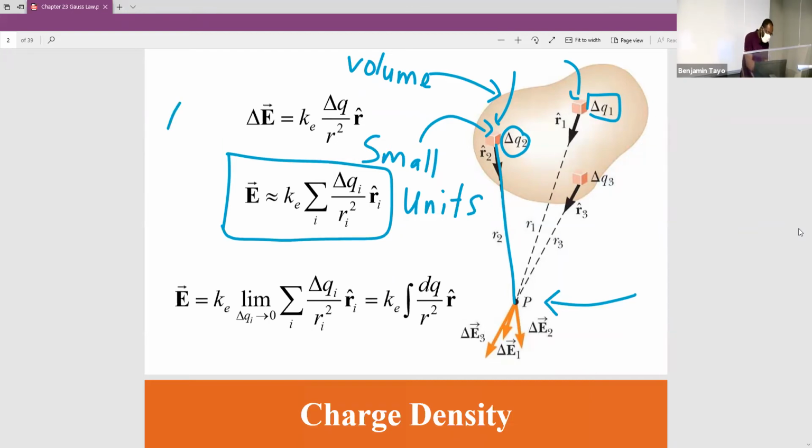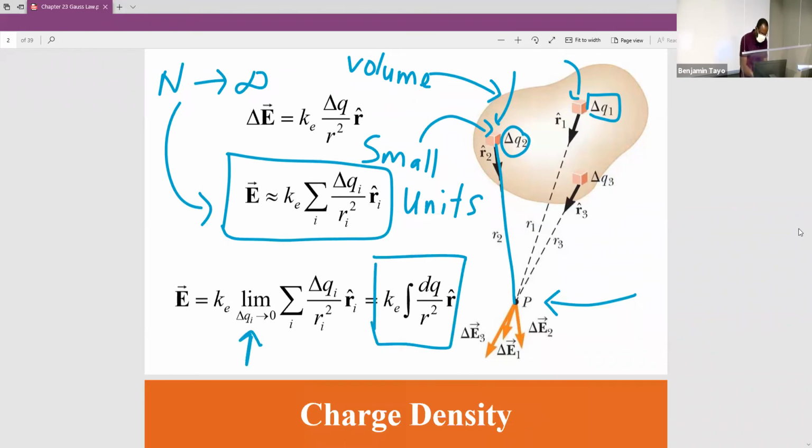But the point is that when the number of charges goes to infinity, then the summation is going to become an integral. And so this is the key equation that we have right there. So from now, everything that we're going to do is to use this equation to calculate the electric field.